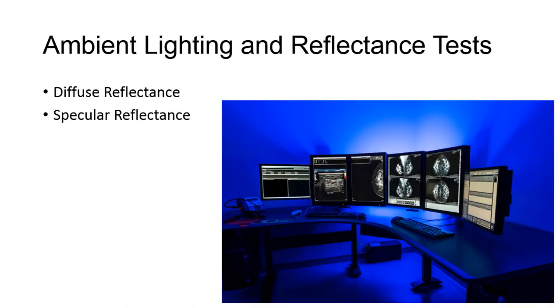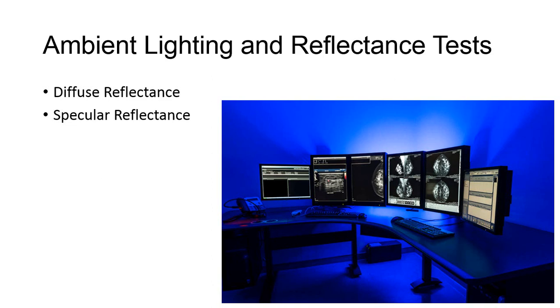There are two kinds of reflection or reflectance coming off the surface of a monitor screen. Diffuse reflectance is the ratio of the brightness of the general ambient light in the room that is being reflected off the surface of the screen to the output brightness of the display monitor itself. This is measured by the physicist using fluorescent lights set up behind the monitor which flood the room with diffuse light.